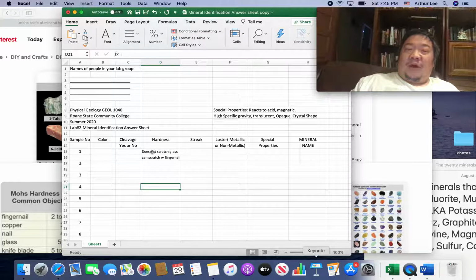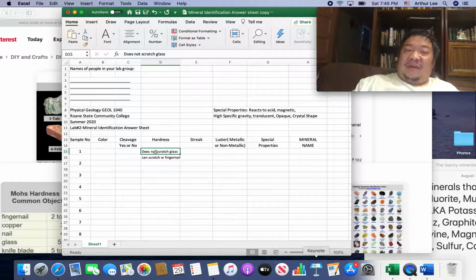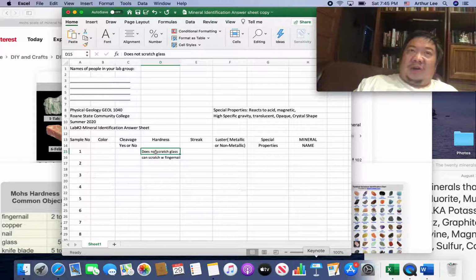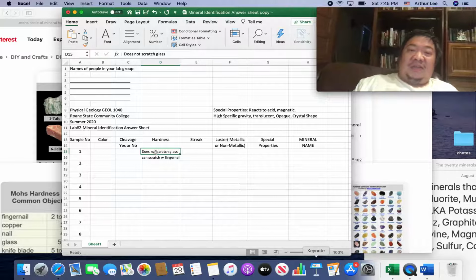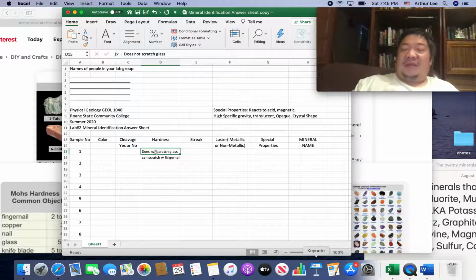Watch the video and see if I can scratch a mineral with glass or I can't. If I can't, then it's got a hardness of less than 6.5. If I can scratch it, it's a hardness of more than 6.5. If I can scratch a mineral with my fingernail, it has a hardness of less than 2.5. If I can't, it's more than 2.5.